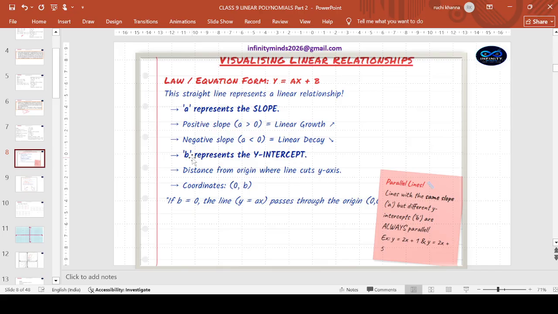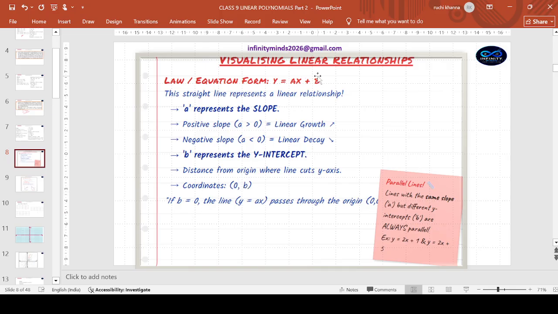Now coming to b, yes, absolutely no new terminology. B represents the y-intercept. Simply learn up this word, children. B represents the y-intercept. It is the distance from the origin where the line cuts the y-axis, and its coordinate would be (0, b).